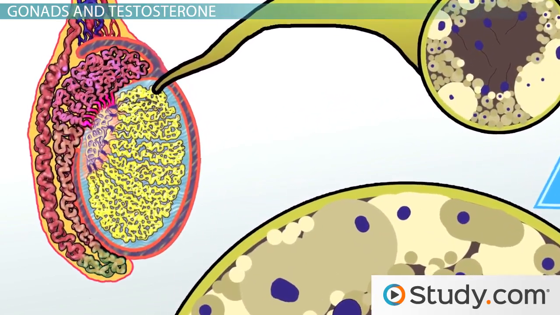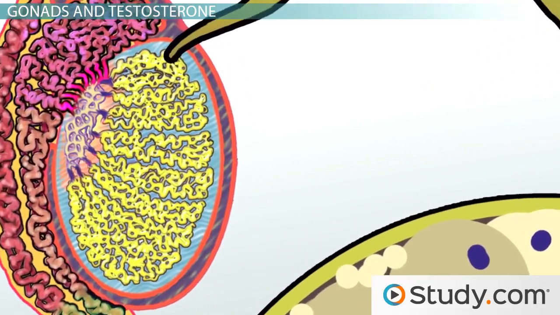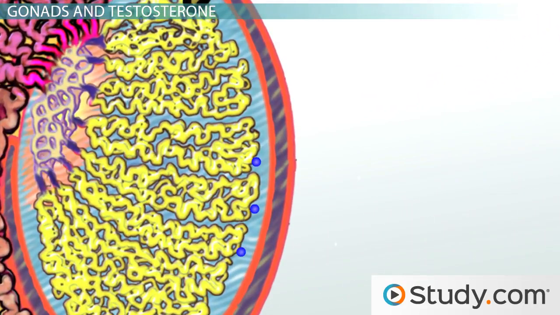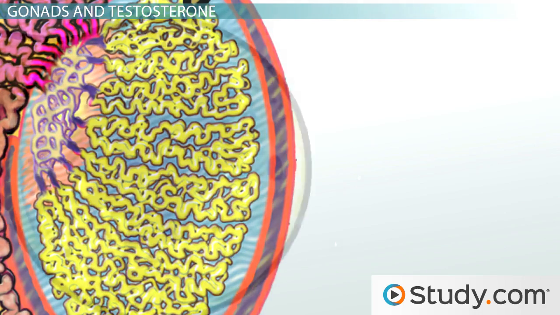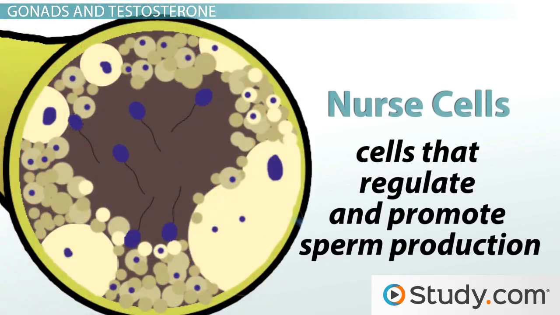Now, the first job of testosterone is to travel into the seminiferous tubules. Once inside, testosterone and our other gonadotropin, FSH, you didn't forget about that one yet, did you? Both stimulate cells called nurse cells. These are the cells that help regulate and promote sperm production.